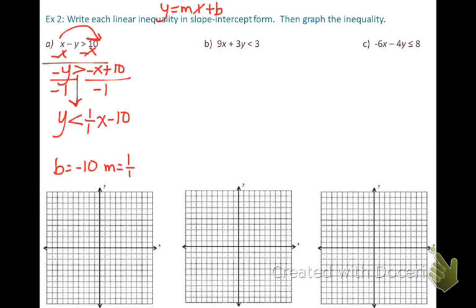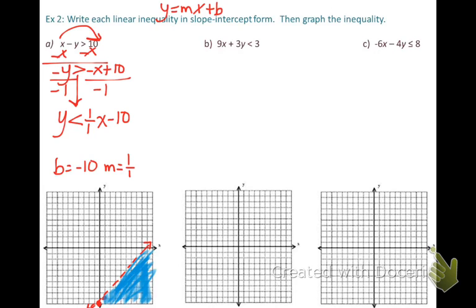So I'm going to graph it. 1, 2, 3, 4, 5, 6, 7, 8, 9, 10. Oh, it's way down here at the bottom. And I go up 1 over 1. And it's a less than, so it's a dotted line. You don't really need to go too far off the line on that. And it says less than, so it's underneath the line. And there you go. That's all you have to do.